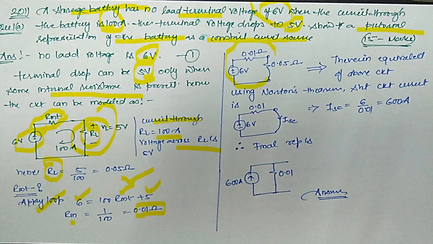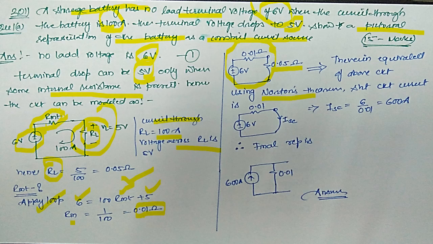I have written all the actual values which we got from this calculation. R internal is 0.01 ohms. The load resistance is 0.05 ohms, and the battery is 6 volts. So this is the Thevenin equivalent. Now you have to go for the Norton's equivalent of the circuit.